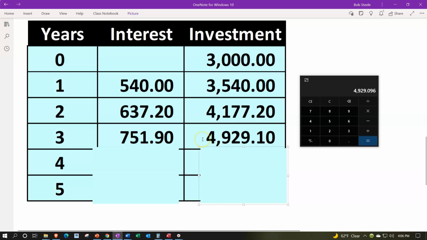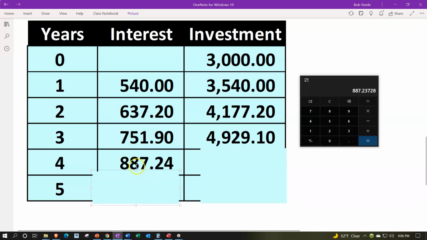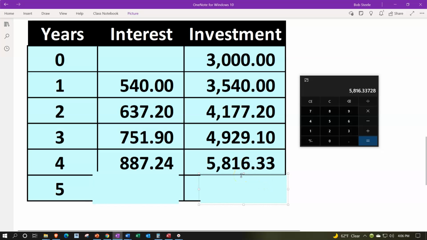Remember, we're trying to see how long it'll take before this investment clears the 6,000, which will be our doubling point. So we've got that. Let's multiply that times the 0.18. That's going to give us about the 877.24. We're going to add that to our starting point, the end of year 3, which is the 4,929.1. That's going to give us about the 5,816. So that's pretty close to the 6,000. I think we're going to clear it here.